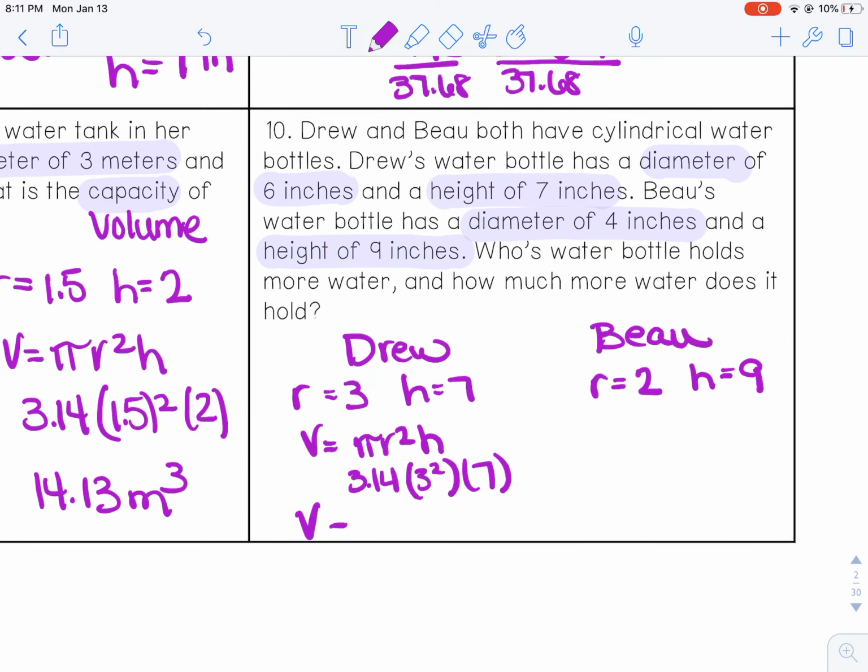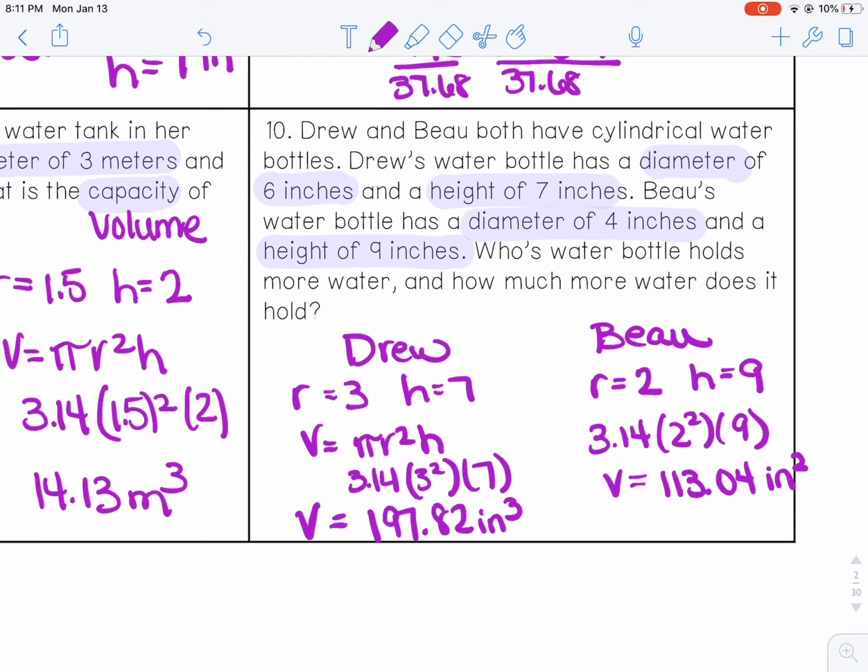Okay, so the volume of Drew's water bottle is 197.82 cubic inches. Do the same with Bo, so 3.14 times 2 squared times 9 gives me volume of 113.04 cubic inches. Okay, whose water bottle holds more water? If you said Drew, yay, you're a winner. Okay, and how much more?